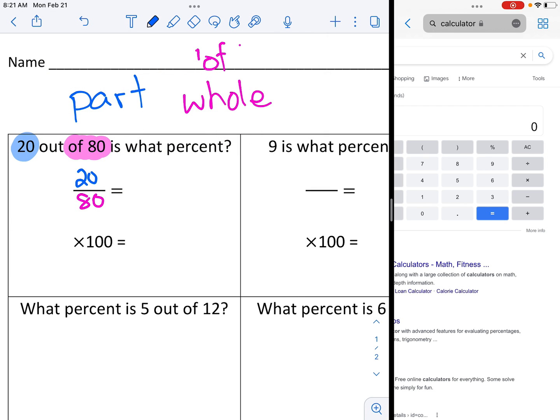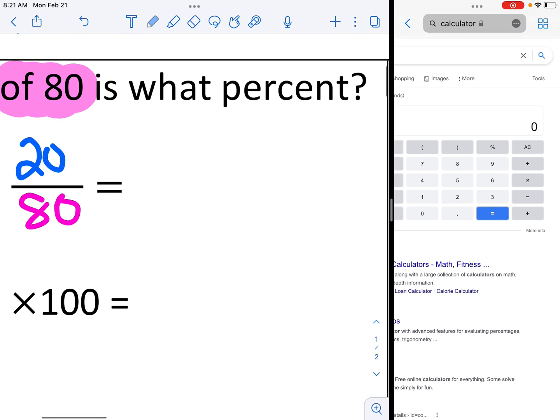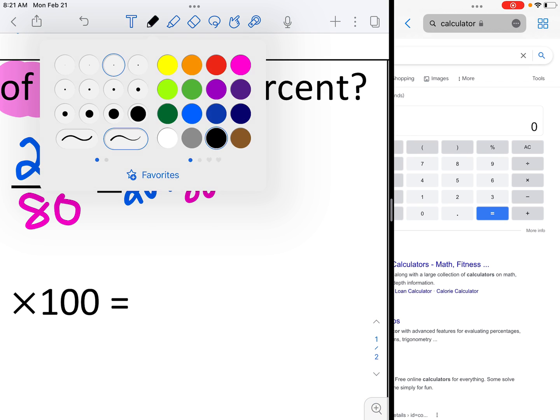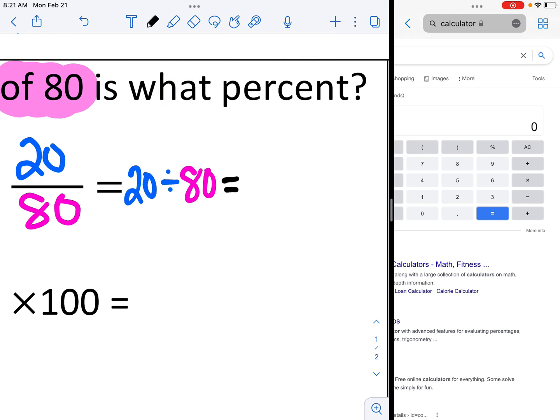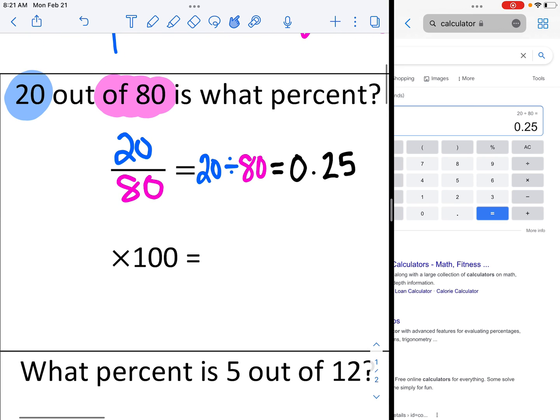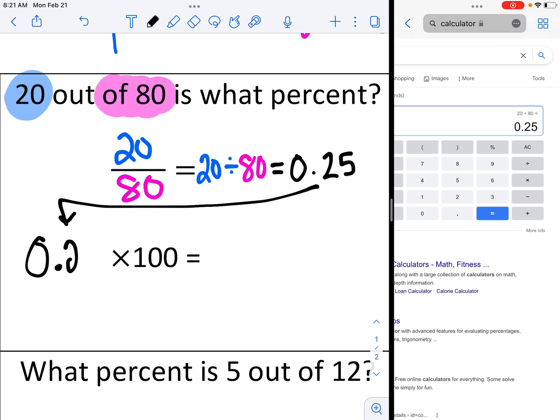Now I'm going to put that into my calculator by doing 20 divided by 80, the top divided by the bottom. Put that in my calculator, 20 divided by 80, and I get that decimal 0 and 25 hundredths. Then I take that decimal and I put it in front because this is the decimal form of the percent. So to be able to make it be a percent, I still need to times by 100. And then I get the number 27.